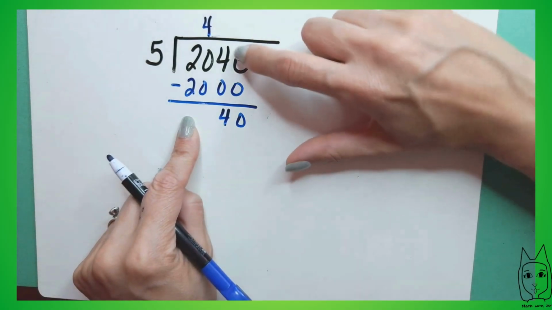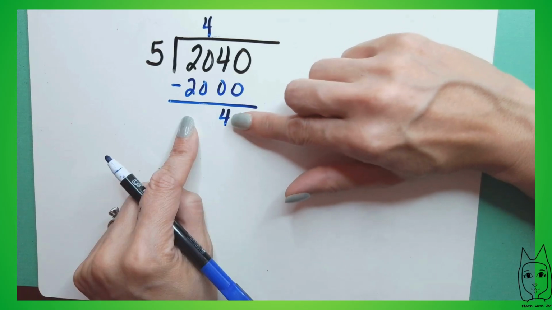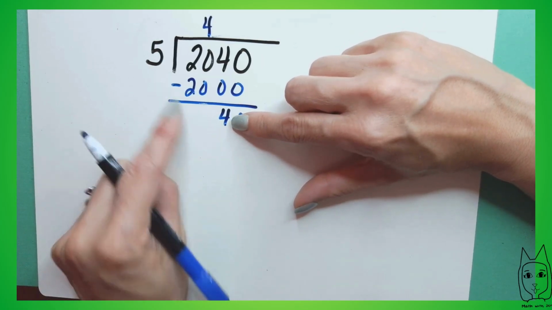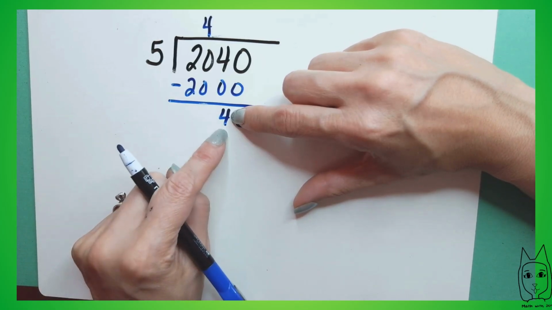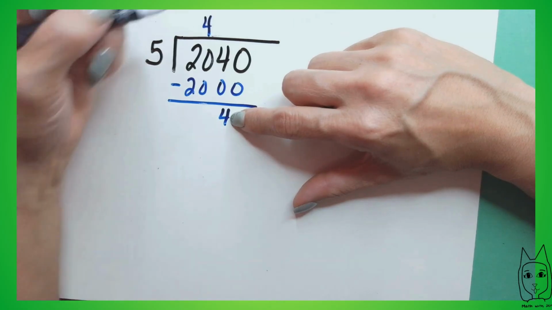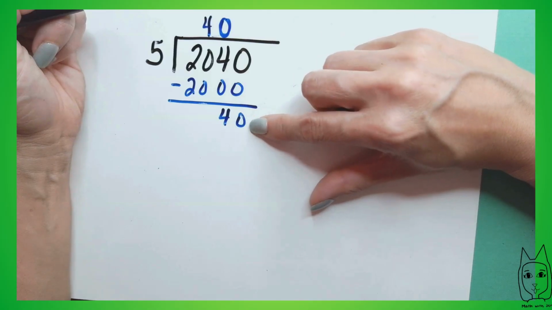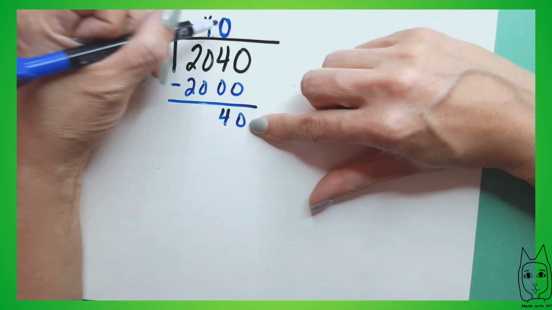Okay, so when I go to this next place value, this 4 is in the tens place. So I'm looking at the tens place only. How many times can 5 go into 4? 5 cannot go into 4. Okay, and that's the tens place. I need to make sure I put a 0 up here. If you're going to have to move to the next number, then you need to put a 0.